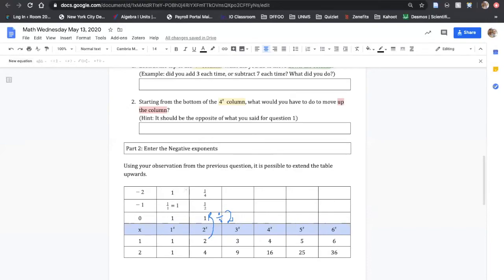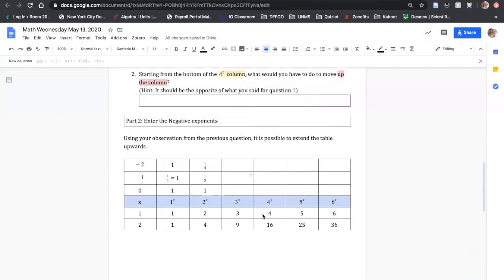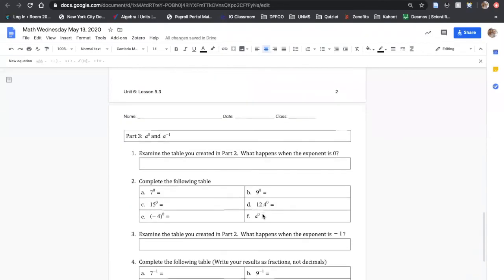So what I want you to try to do yourself is to finish the rest of this out. What are these numbers going to be over here as we continue moving up the table, dividing by the base? I want you to work on that part there. Pause the video so you have some time to work on it. And then what we're going to do next is try to make some observations.